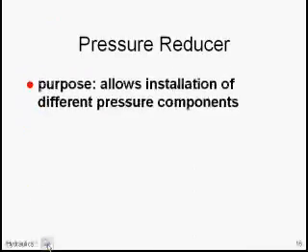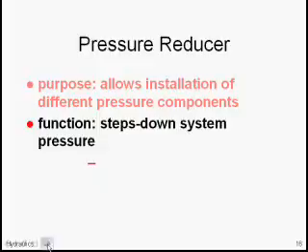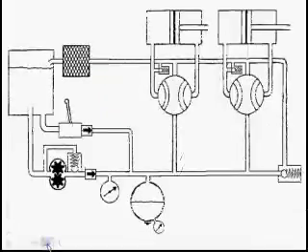Pressure reducer. Why do you have a pressure reducer in a hydraulic system? What's its purpose? It allows you to put different components into the aircraft that run on different pressures without having to have separate pumps to run at different PSIs. Well, how does it do its job? What's its function? It reduces or steps down the system pressure, say from 3,000 down to say 500 PSI.